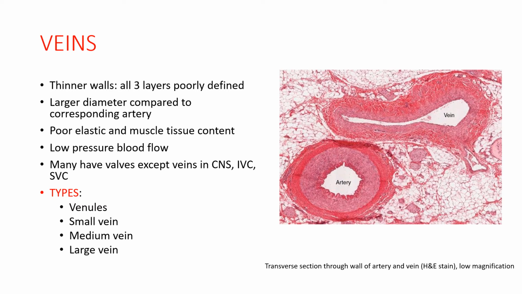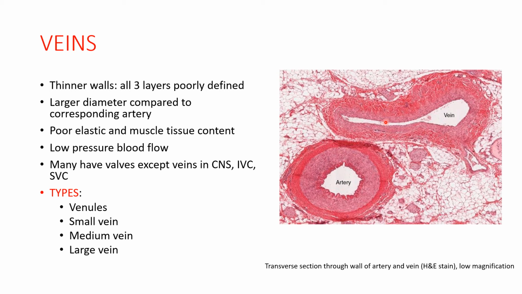Coming to the venous system, the veins have much thinner walls compared to the corresponding arteries. However, the diameter is larger compared to the corresponding artery and the lumen is also larger. The blood flow in the veins is at a very low pressure. Many of the veins have valves in them to maintain a unidirectional blood flow.